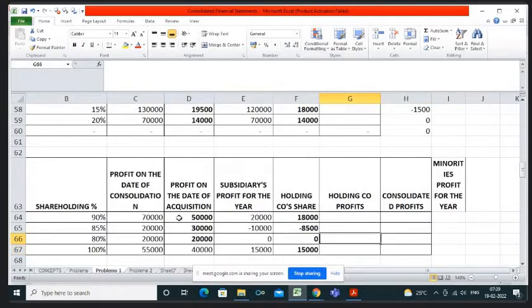And now we have to see what is the holding company's profits. The holding company's profits are 2 lakh. In each case, it is 2 lakh. That's given in the question.